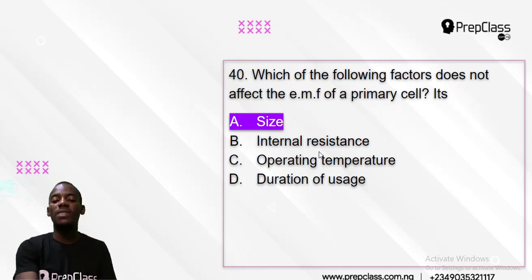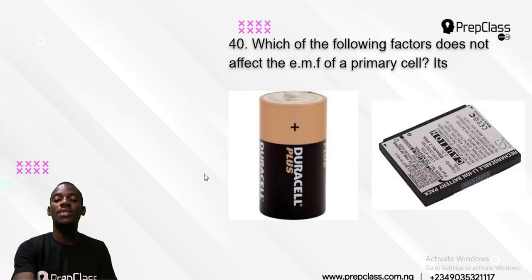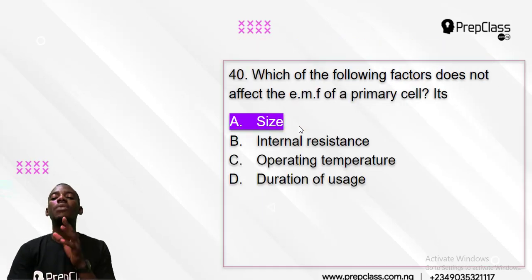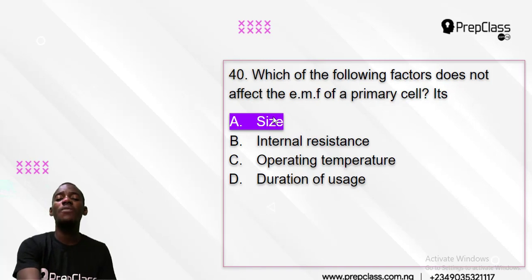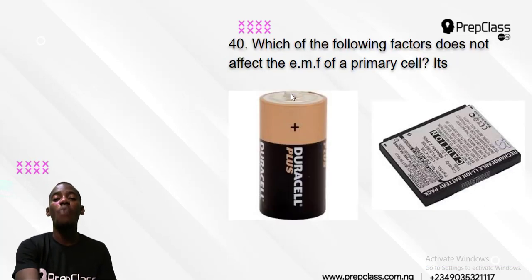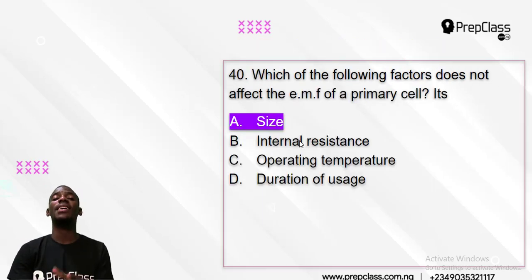Now, this is positive. The lower part is negative, right? The work done between these two terminals is called the EMF. Now, does the size of the cell affect the EMF? Does the size of this battery affect the work done? No. The only one that does not affect the work done is the size. It doesn't matter how big the battery is. Normal work will still be done between the terminals.